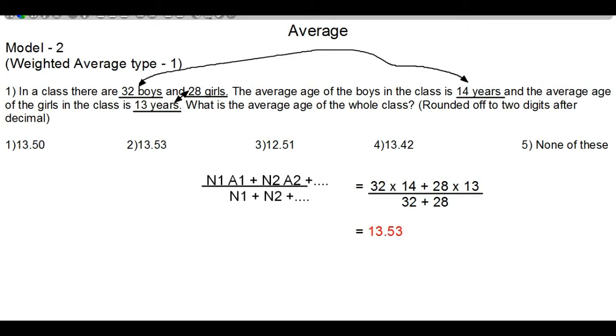So this is how we can use the concept of combined average in solving these types of questions. Remember, there can sometimes be more than two groups as well. The concept remains the same: n1A1 plus n2A2 plus n3A3 divided by n1 plus n2 plus n3 and so on.